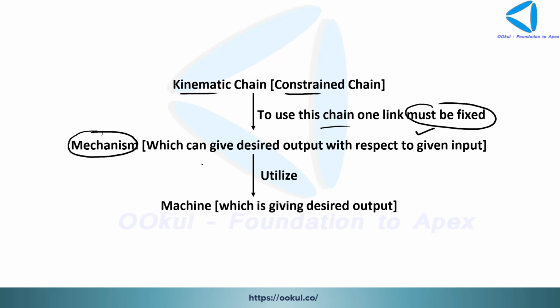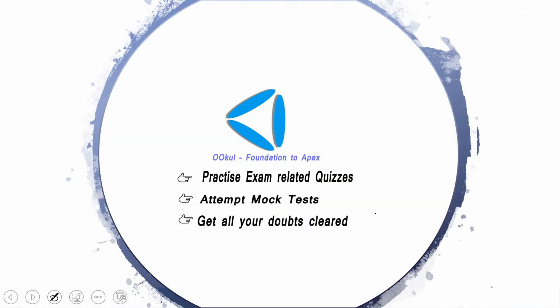Okay, now when it becomes a mechanism, it gives the desired output with respect to the given input. And when we utilize that mechanism, we get a machine. So from here comes the concept of machine. So now we can say that we understood what a machine is technically. And this machine is going to give us the desired output. So I hope this topic is very much clear to you.